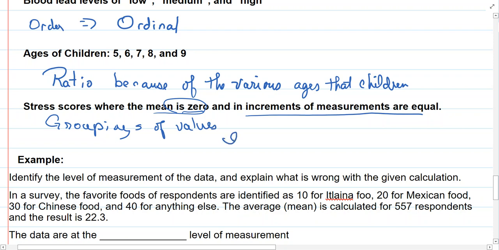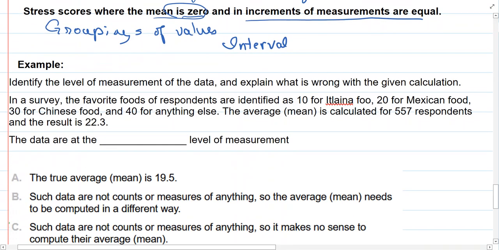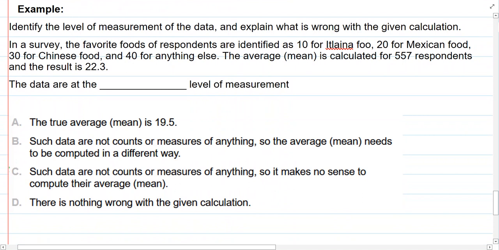So this is an interval because it's a grouping in order. Groupings in order. All right. So we're moving right along. So now let's talk about identifying these measurement levels, and explain what's wrong with the given calculation.